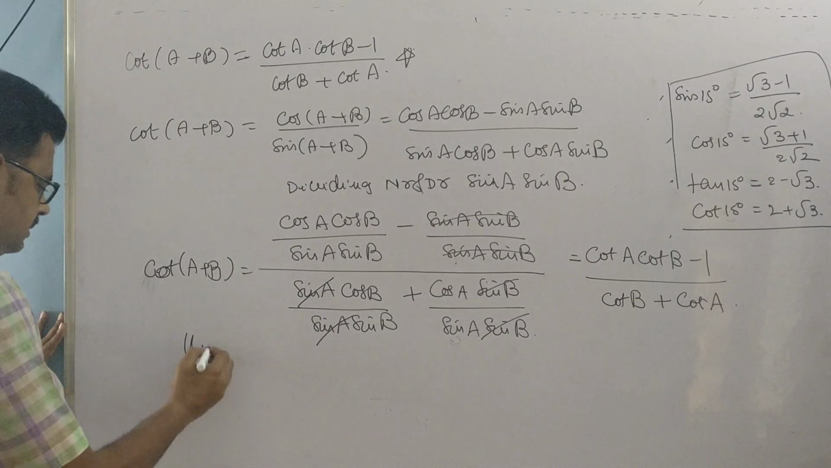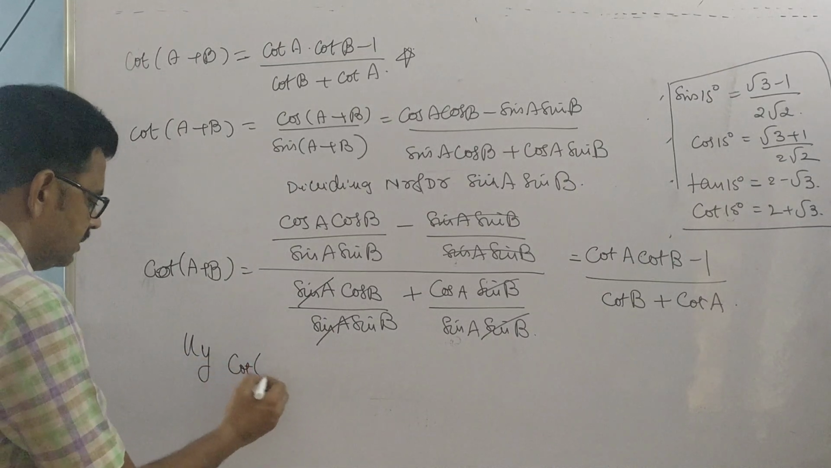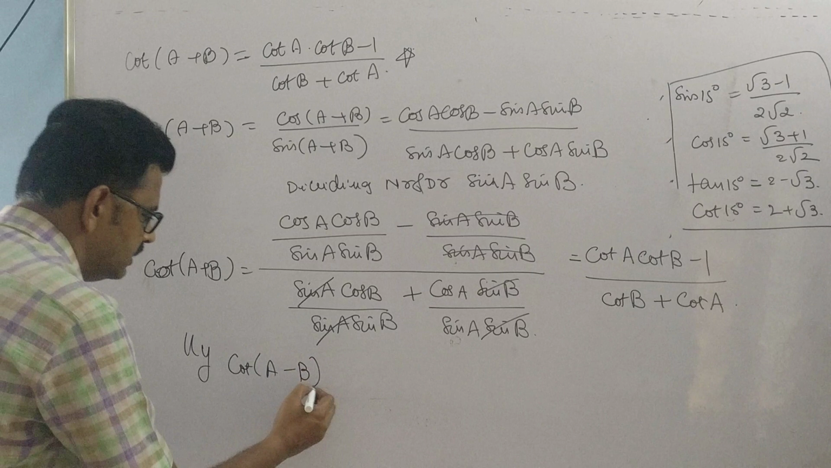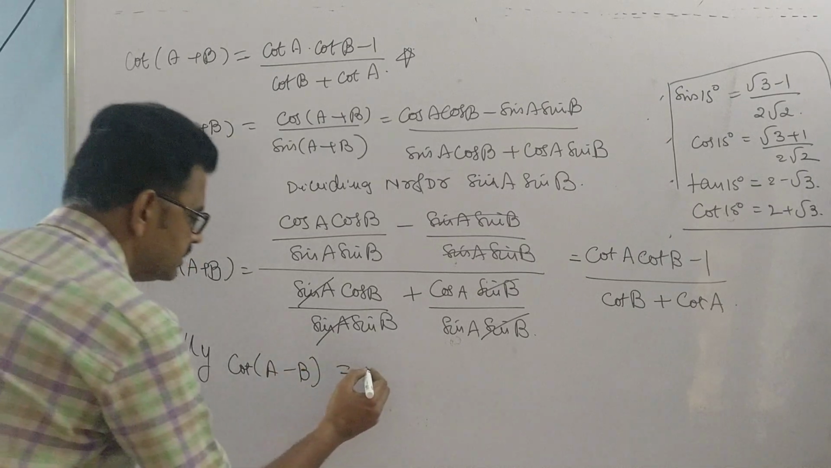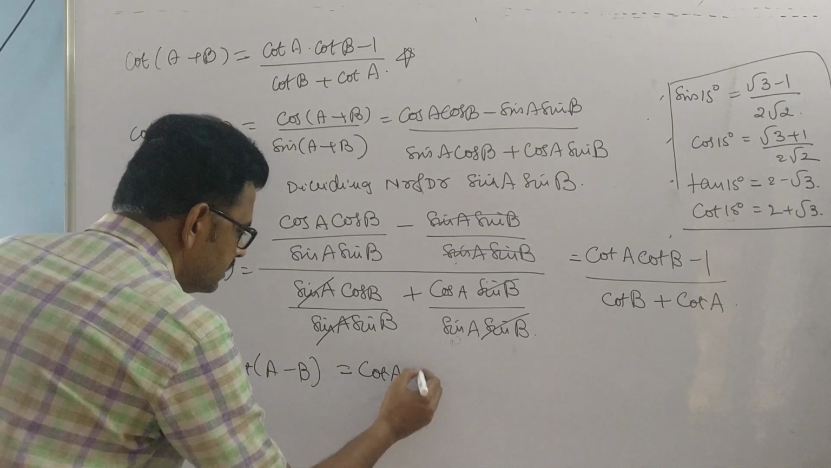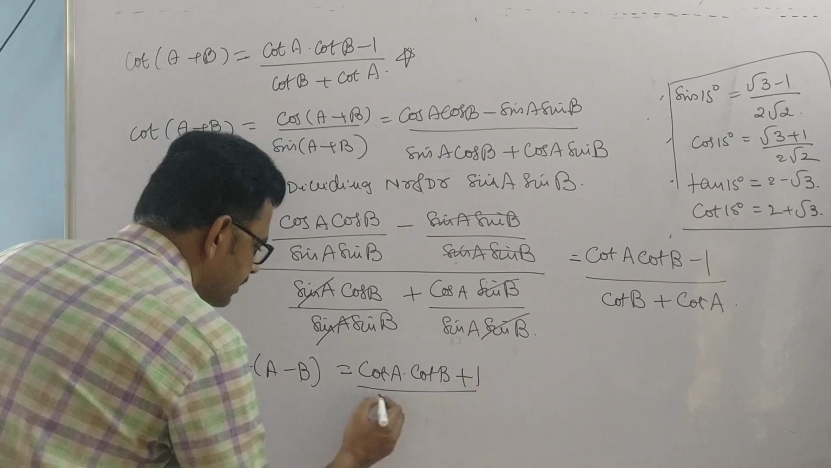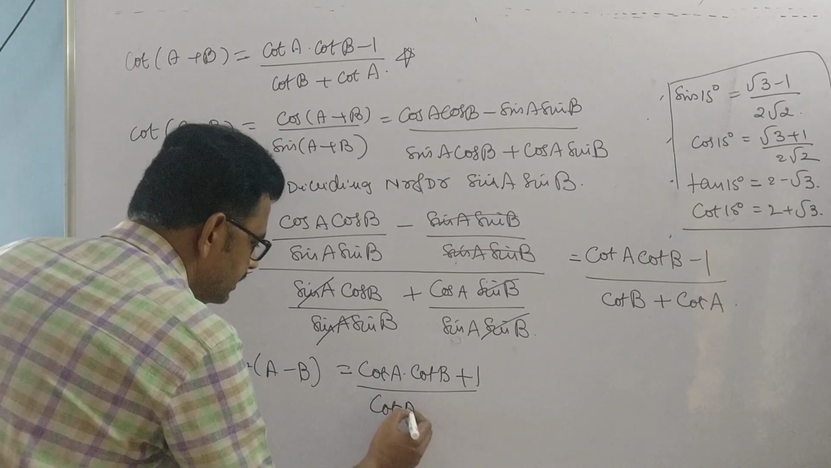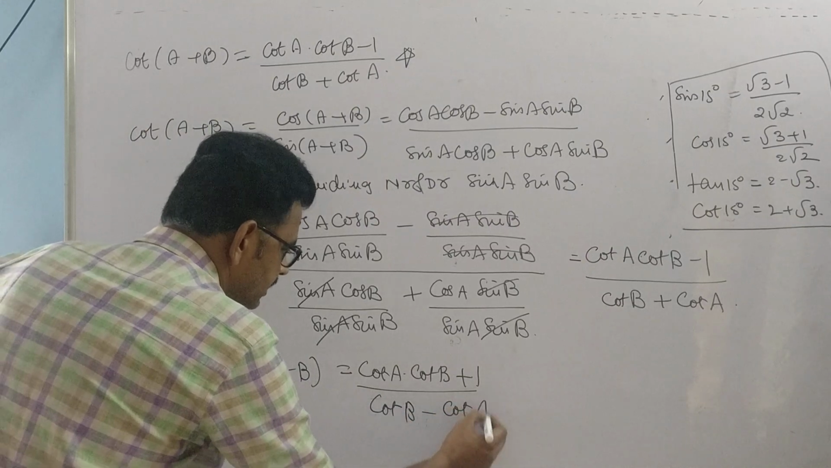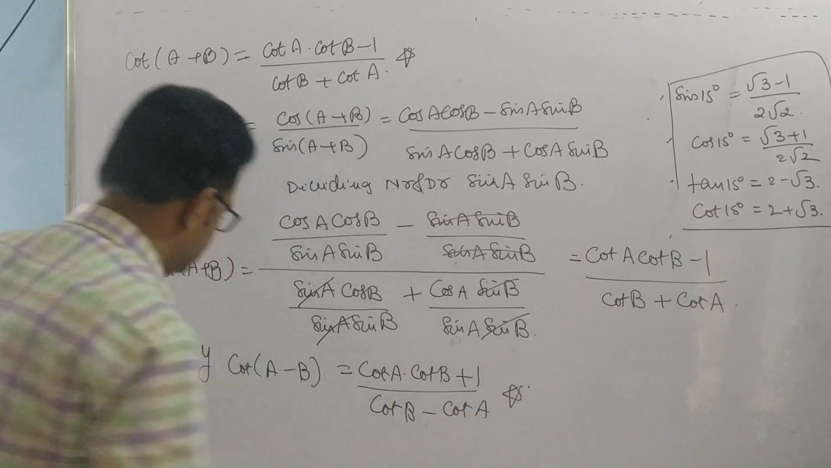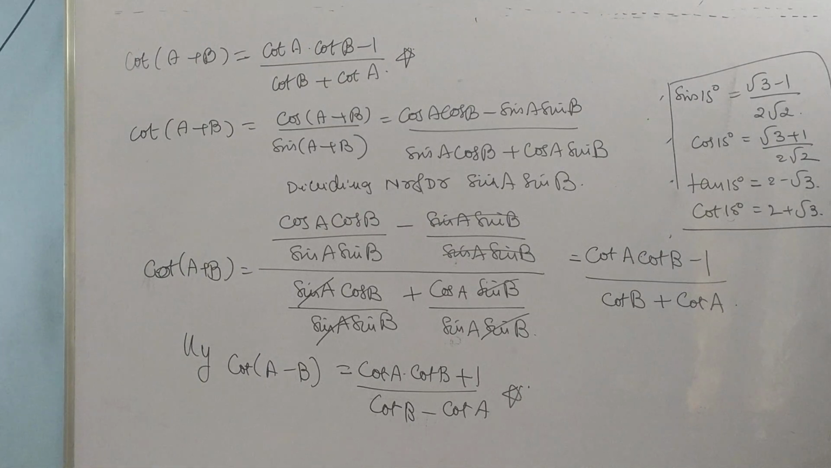Similarly, cot of A minus B is equal to cot A cot B plus 1 by cot B minus cot A. So these are formulas. Just note down this point.